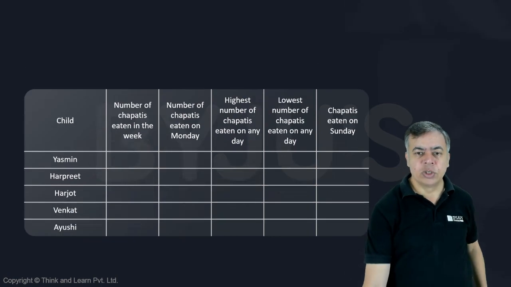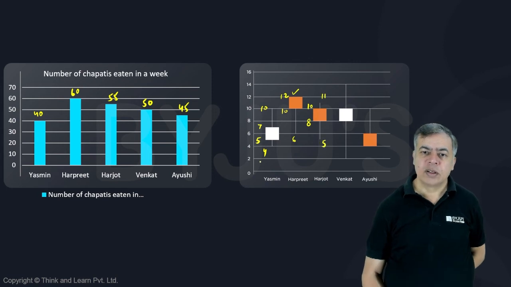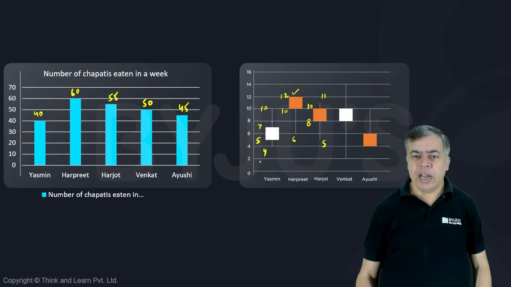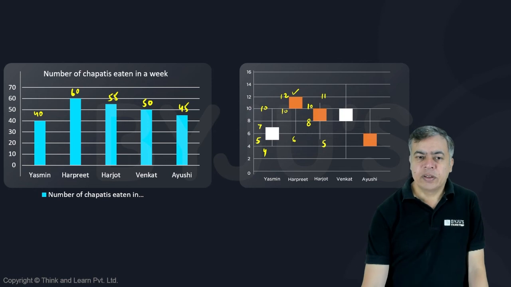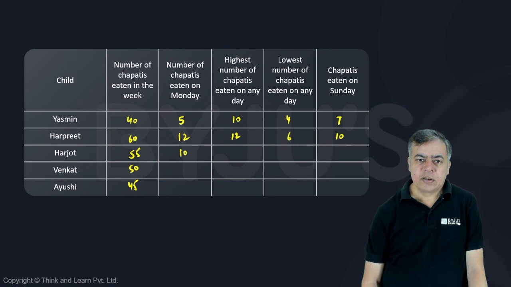Now for Harjot, again Monday it is 10, Sunday it is 8, highest is 11, and lowest is 5. So 10, 8, 11 and 5.